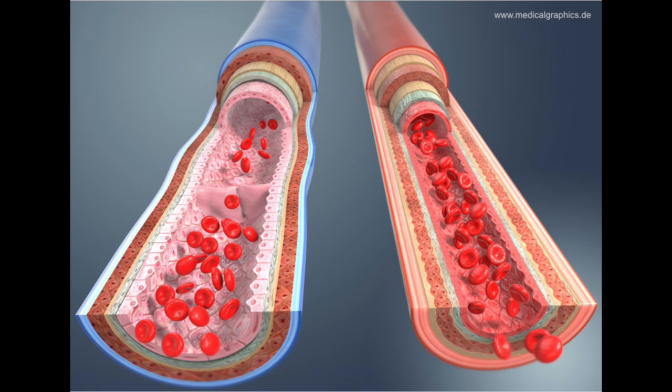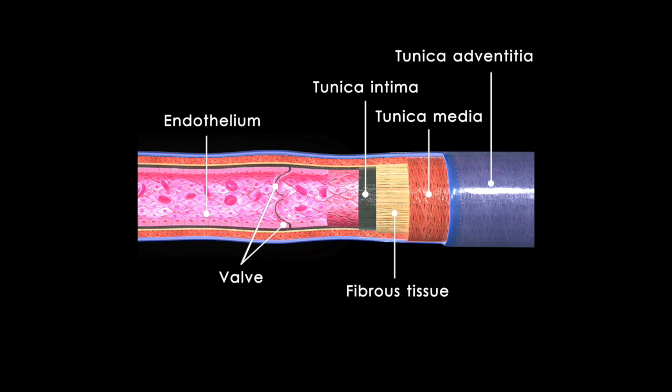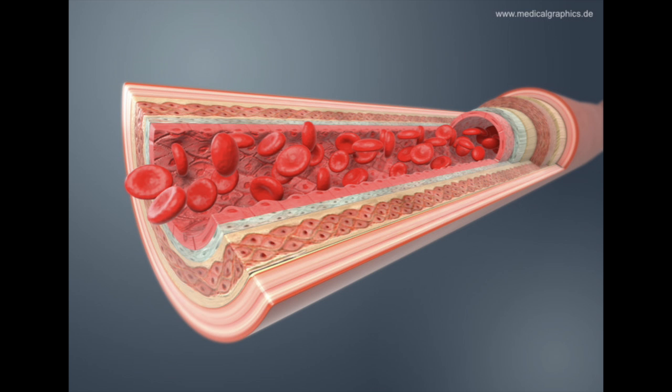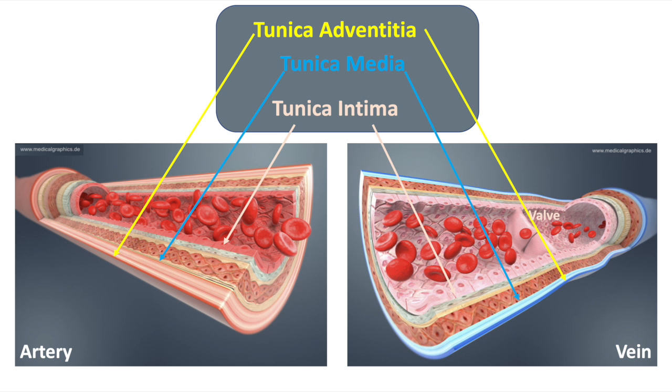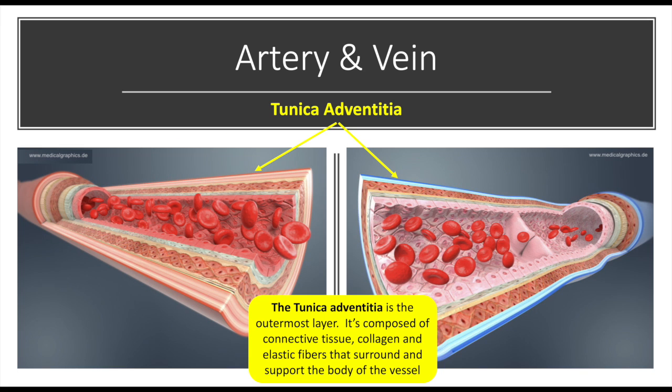The arterial system is a high-pressure system, while veins are a low-pressure system. Our peripheral veins have valves to prevent backflow of blood, and the arteries do not. Arteries and veins are similar in that they both have three vessel layers. The tunica adventitia is the outermost layer. It's comprised of connective tissue, collagen, and elastic fibers that surround and support the body of the vessel.